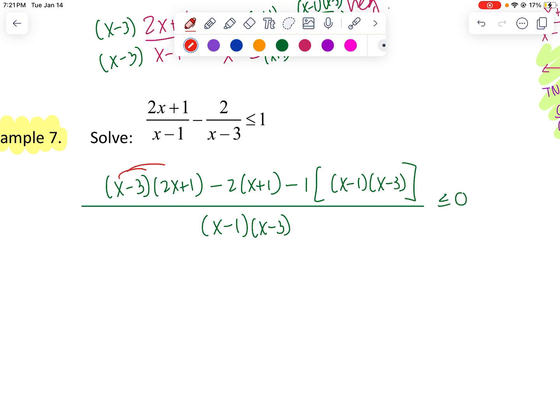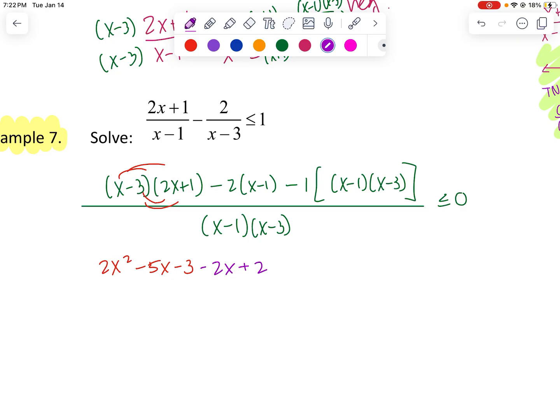I'm going to FOIL my first term right here. What is that? 2x squared. That becomes positive 1x minus 6x, negative 5x minus 3. I'm going to distribute that to negative 2x minus 2. Is that right? Nope, I wrote it wrong, sorry. It should be a minus 1. 2 times x minus 1. I was like, that's not right. So this becomes a positive 2.